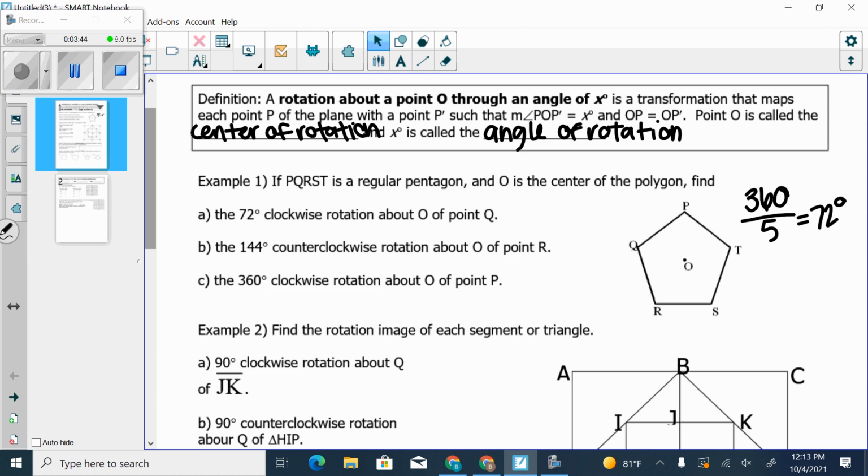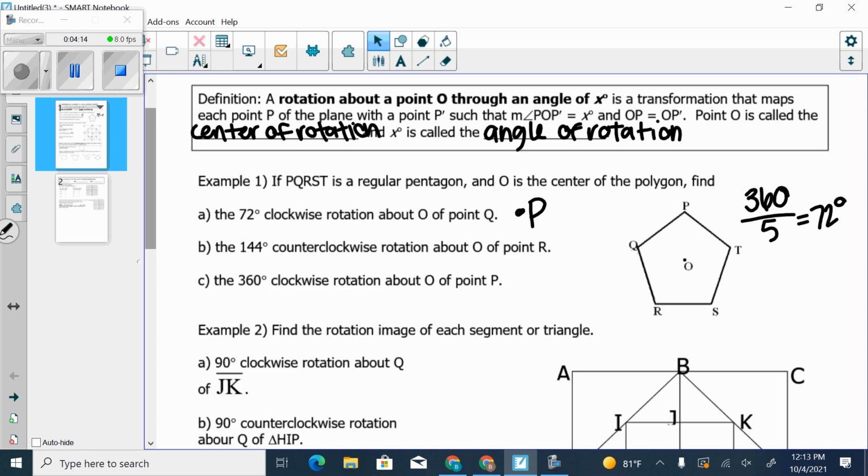Okay, so it says that I'm starting at point Q, right here, and I'm rotating clockwise 72 degrees. That means I'm going to end up where? Point P, right? Because we said from here to here is 72 degrees. Each section is 72 degrees. So if I'm at Q and I go clockwise, that would put me at point P. Okay?